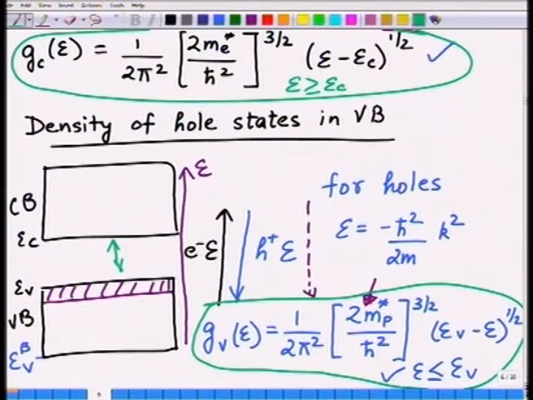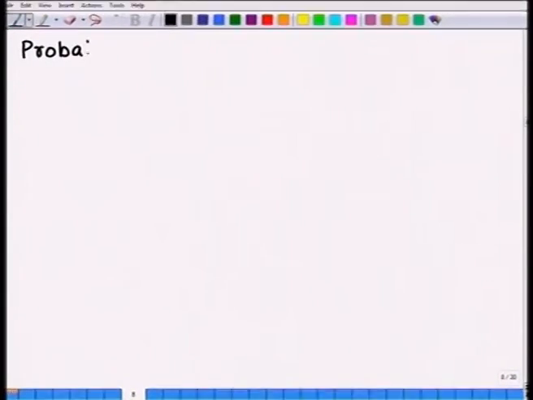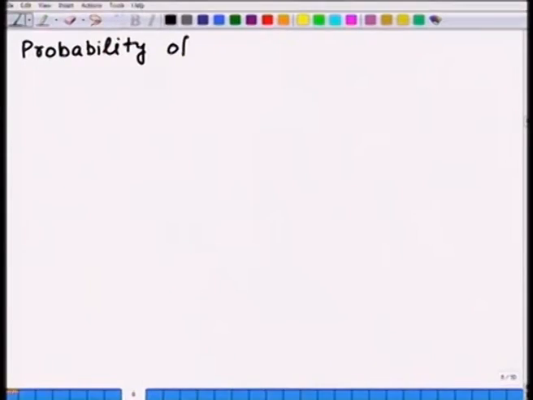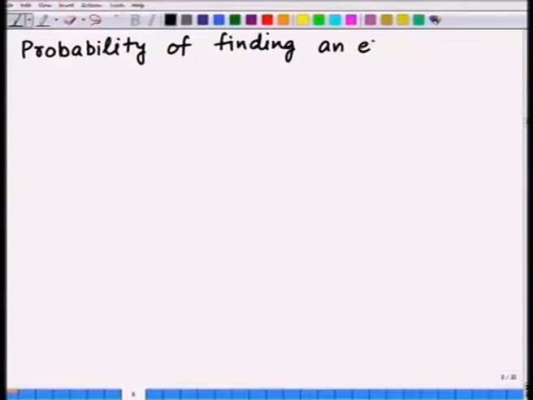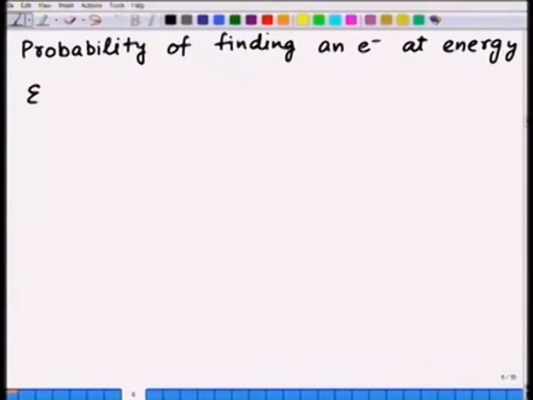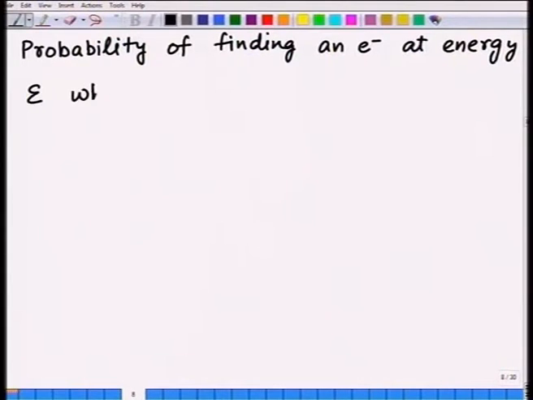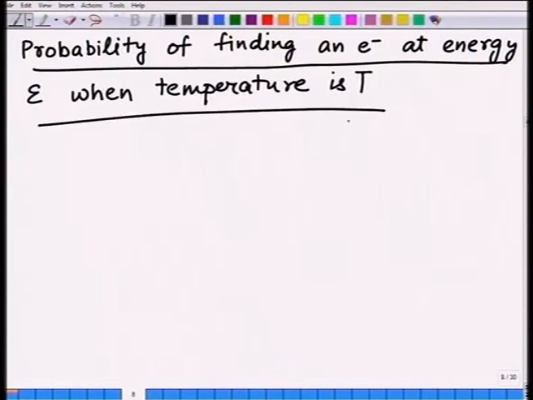Now I'm going to define another quantity first. Now I'm going to define the probability of finding an electron. So this is what we want to do now. Why so?